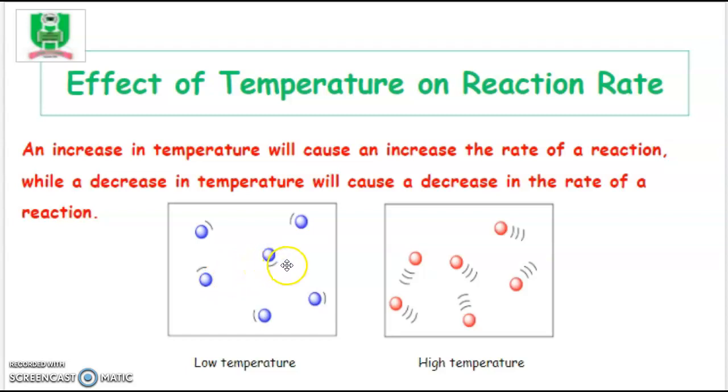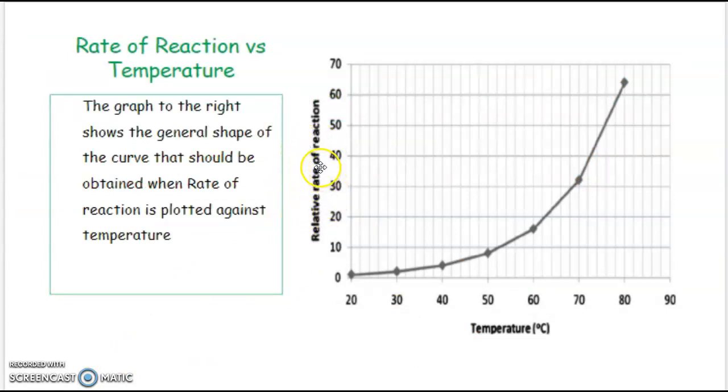And so, in short, an increase in temperature will result in an increase in the rate of a chemical reaction, whilst a decrease in temperature will lead to a decrease in the rate of a chemical reaction. A graph wherein the rate of reaction is plotted against temperature will of course then show that as temperature goes up, the rate of reaction increases, and so the graph will have this general shape.